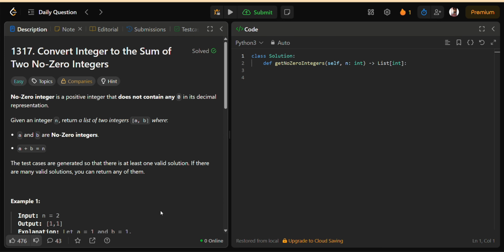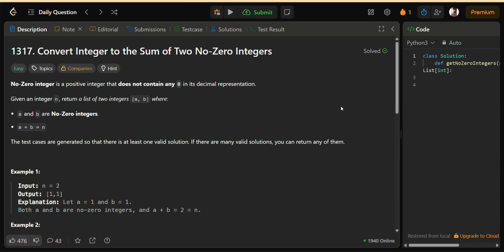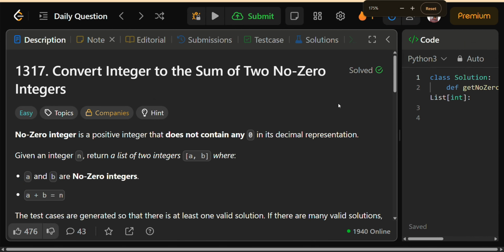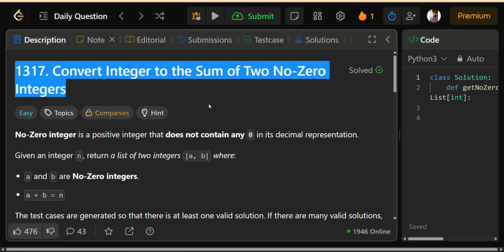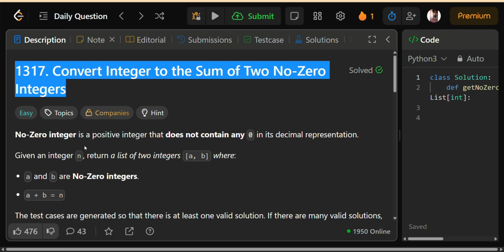In today's video, we are going to solve a very interesting and simple yet tricky problem from LeetCode: convert integer to the sum of two no-zero integers. Even though this is marked as an easy problem, it teaches us how to carefully handle constraints and edge cases, which are very common in coding interviews. So let's break this down step by step.